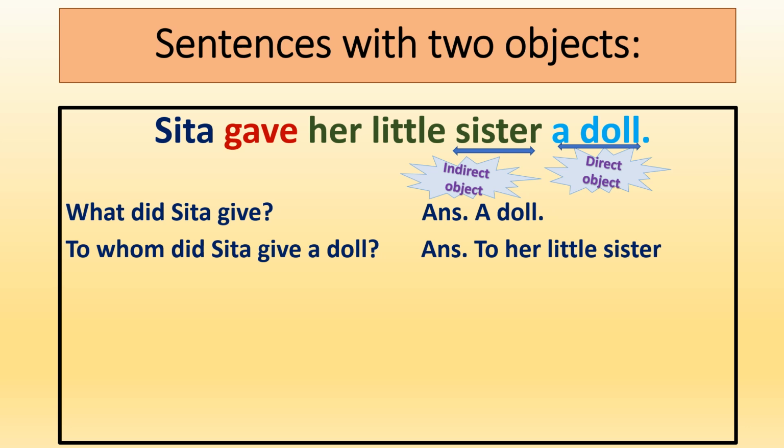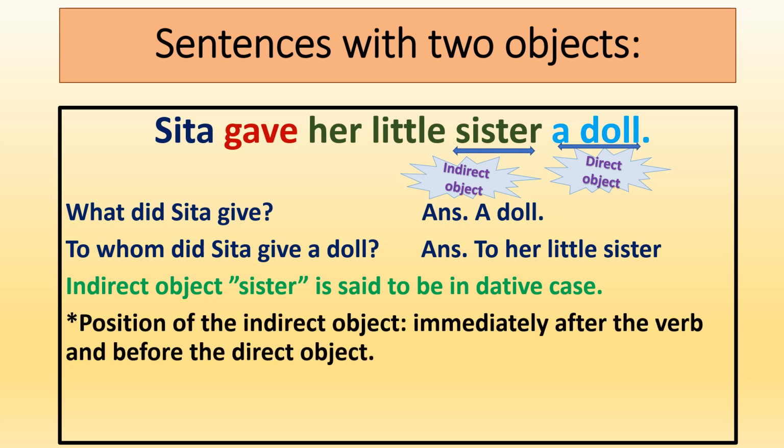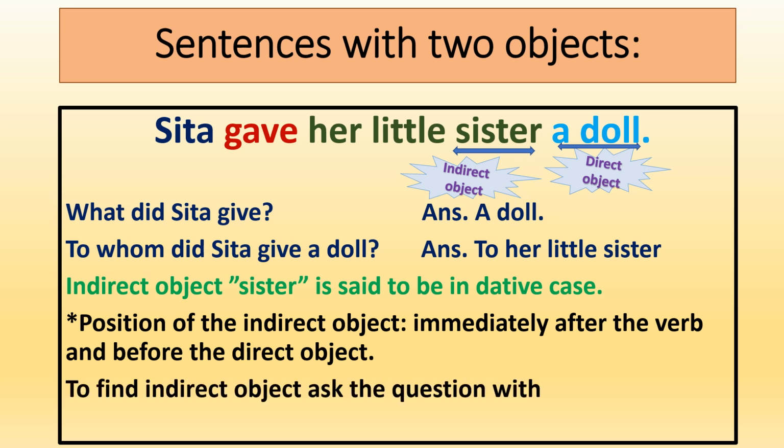The noun doll, the direct object, is in the objective case, which is the ordinary case of the object. The noun sister, the indirect object, is said to be in the dative case. You will notice that the position of the indirect object is immediately after the verb and before the direct object. The indirect object can always be found by asking the question to whom or for what.